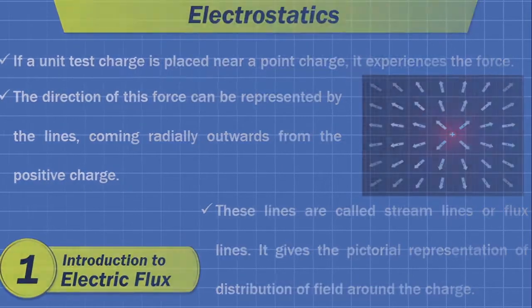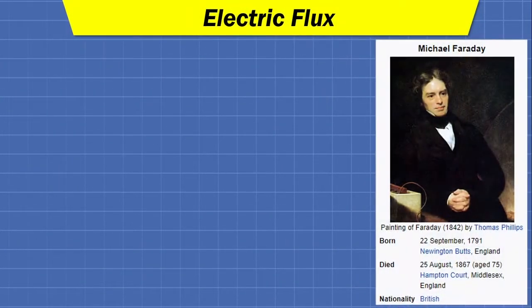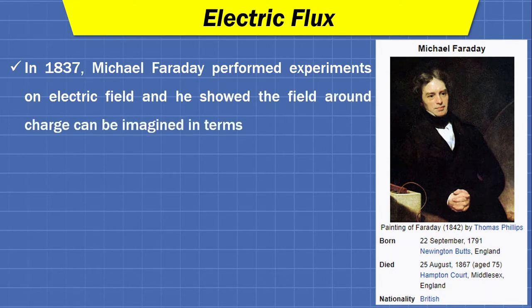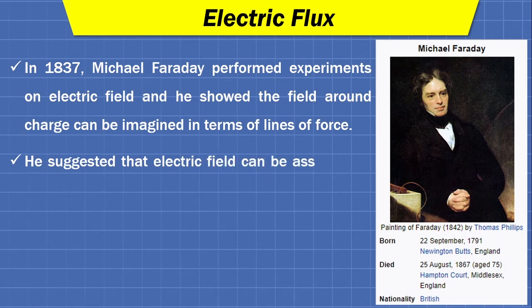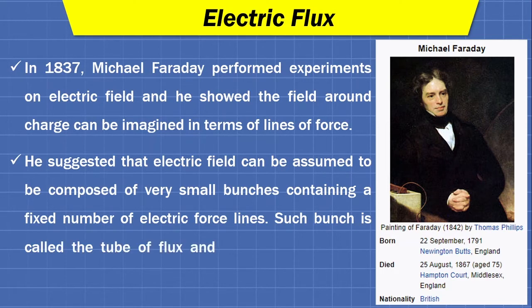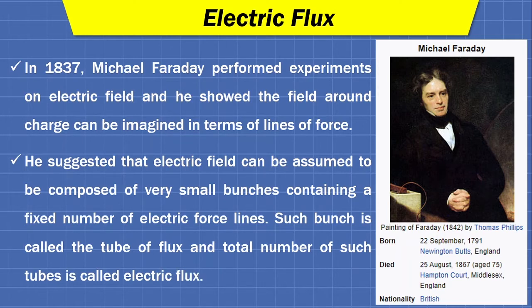For the very first time in 1837, Michael Faraday performed experiments on electric field, and he showed that the field around a charge can be imagined in terms of lines of force. He suggested that the electric field can be assumed to be composed of very small bunches containing a fixed number of electric force lines. Such a bunch is called a tube of flux, and the total number of such tubes is called electric flux.